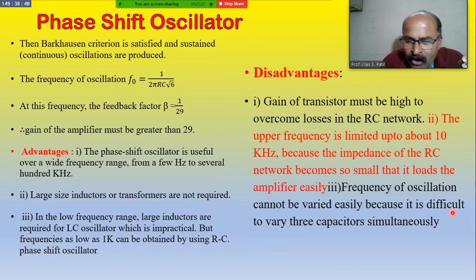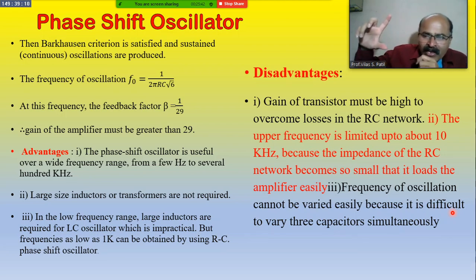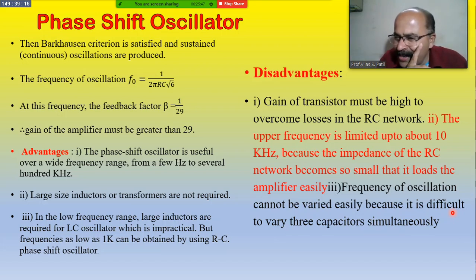Let's go to the next point. In this slide we are going to study some advantages and disadvantages of the phase shift oscillator. When the Barkhausen criterion is satisfied, sustained continuous oscillations are formed at the output, and that output is collected between two output terminals, clearly shown in the schematic diagram. The frequency of the oscillation, we also derived that formula in the last lecture: f0 is equal to 1 upon 2 pi RC root 6.